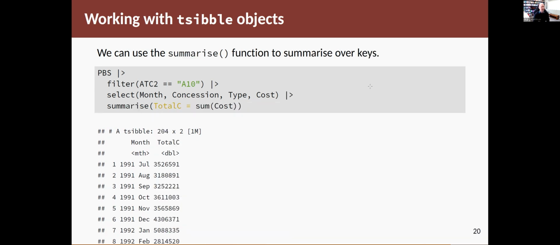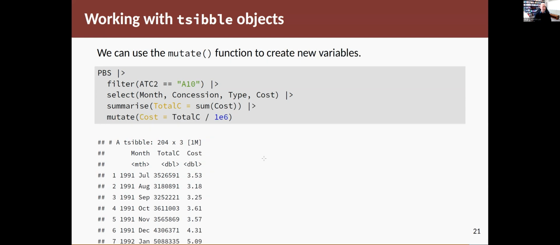And then I want to summarize across the different concession groups and patient types. So I just use the summarize function, and I say we'll store that as total C. Notice that I don't have to group by the month as you normally would have to do, because it's inherently grouped by month, part of the structure of a tsibble object. And then those are quite big numbers, and that's going to make my graphs messy. So I'm going to turn it into millions of dollars. So I will now create a new variable called cost, and it'll be the original dollars divided by a million. 1E6 means a million. And now I want to save that.